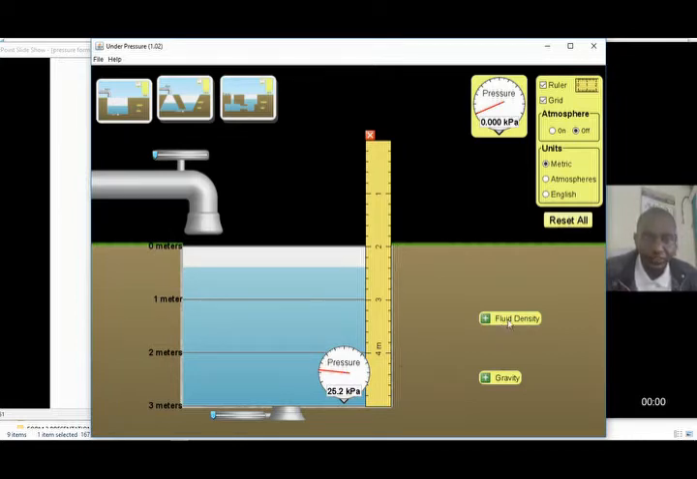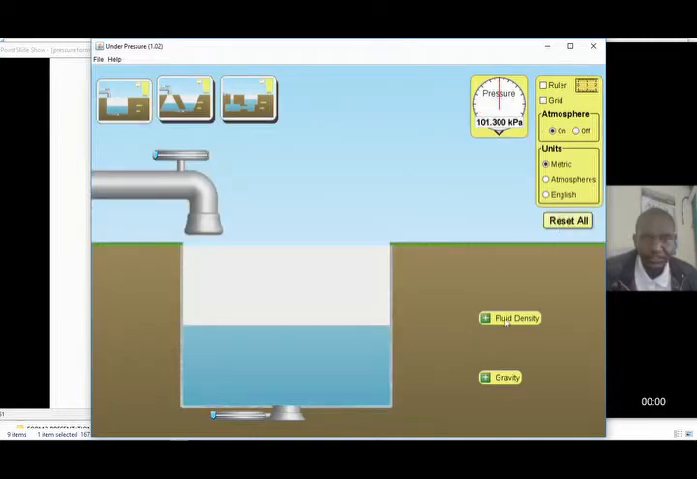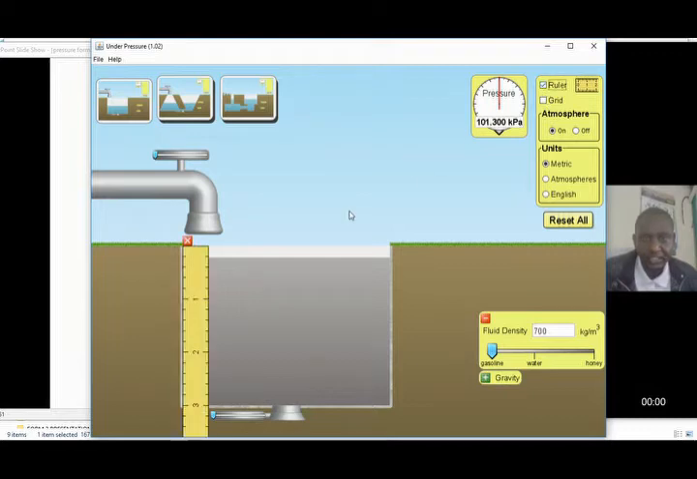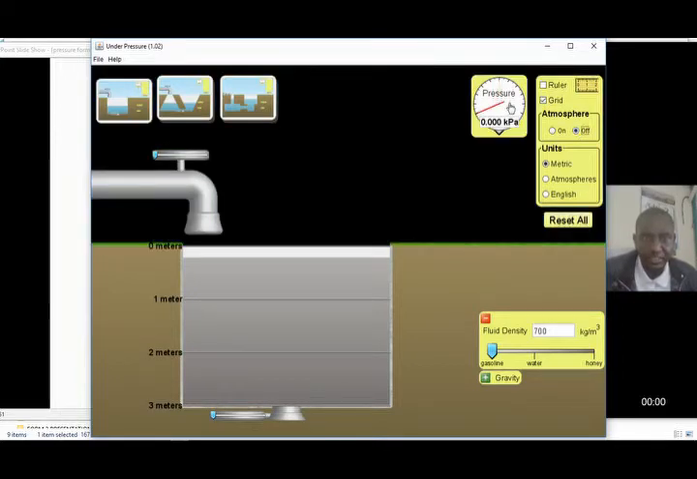Number two, we want to look at the fluid. We were looking at water, so I will start with gasoline. Our ruler is here. Now let me have the dimensions, grid here. Then I put the atmospheric pressure off. That is gasoline. What is the pressure at 1 meter? 5.4. What is the pressure of water at that level? 7.7. What is the pressure of honey? 11.